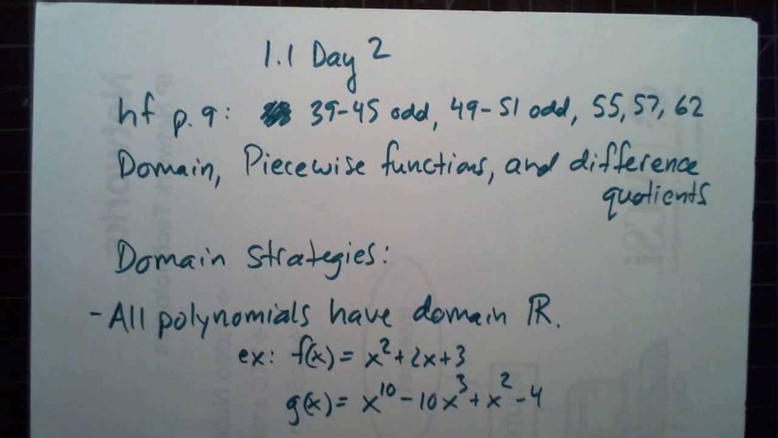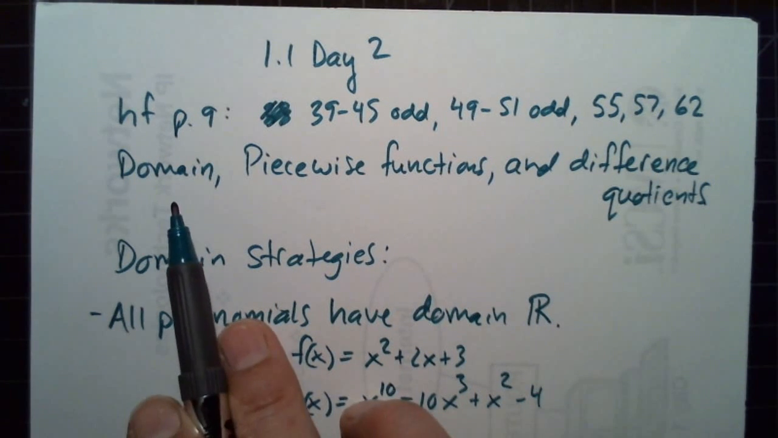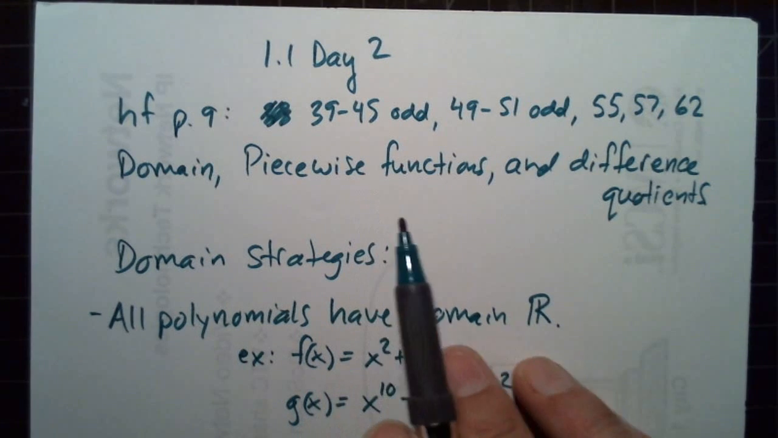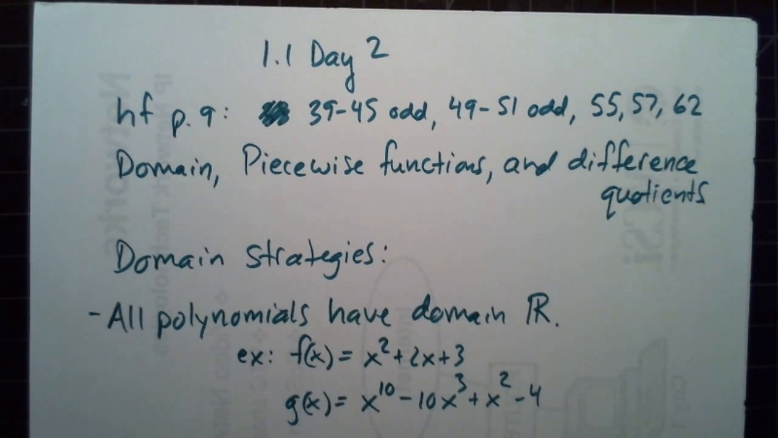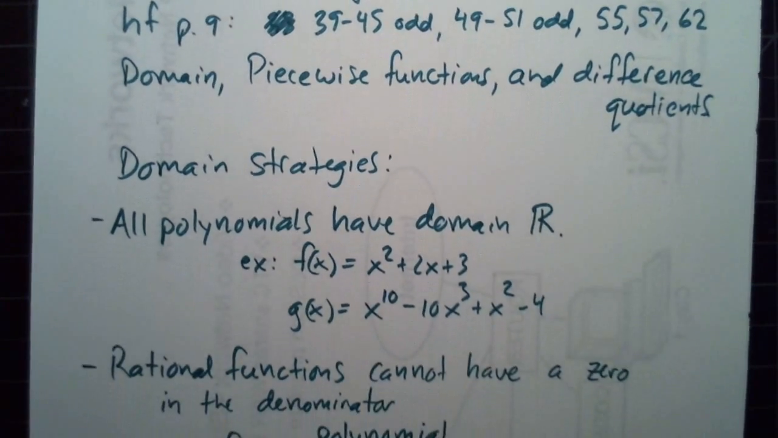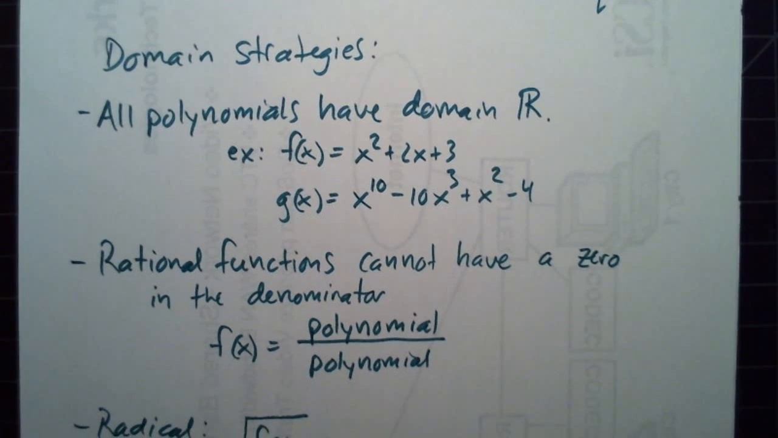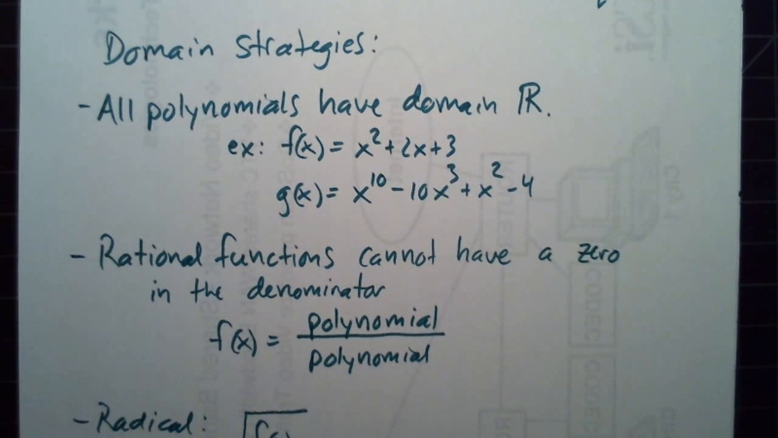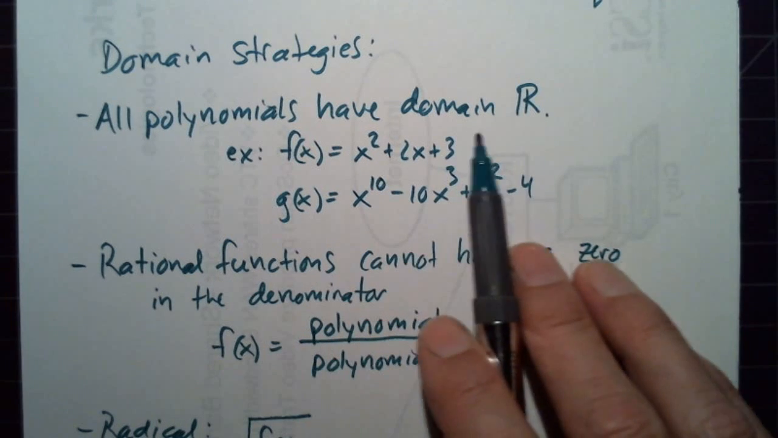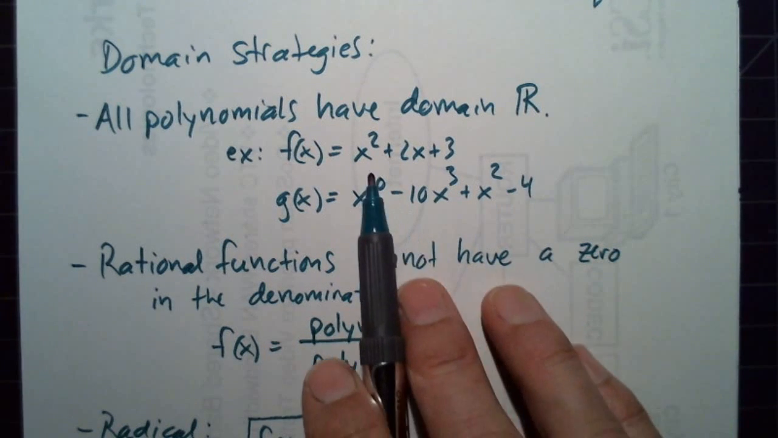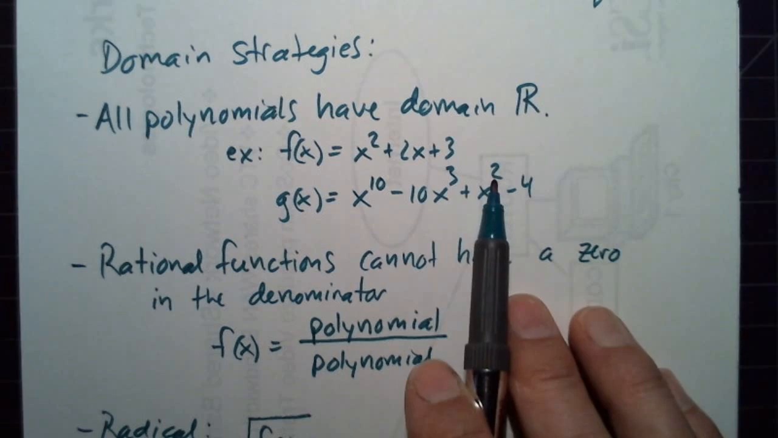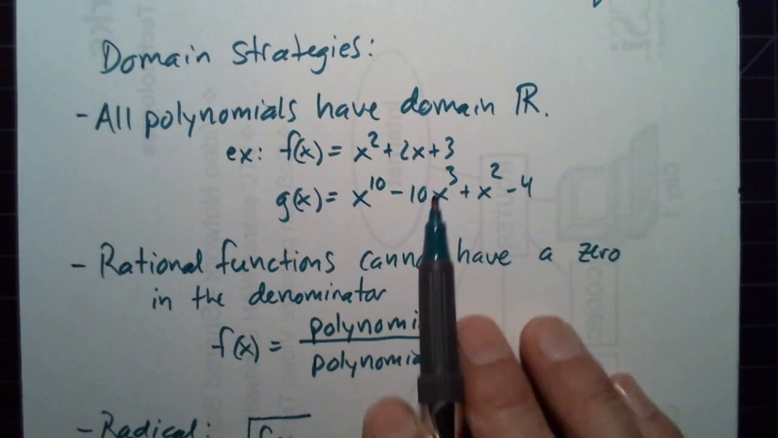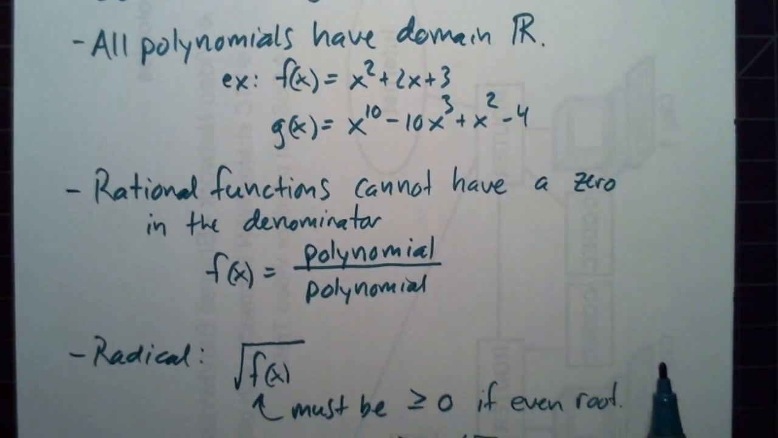All right, and in this video we'll talk about domain, evaluating piecewise functions, and simplifying difference quotients. When we look at shortcuts for finding the domain of functions, just remember that all polynomials have a domain of all real numbers. And remember, polynomials look like this, where we have natural number exponents. So we can't have negative exponents, we can't have fractional exponents, so that's what a polynomial will look like.